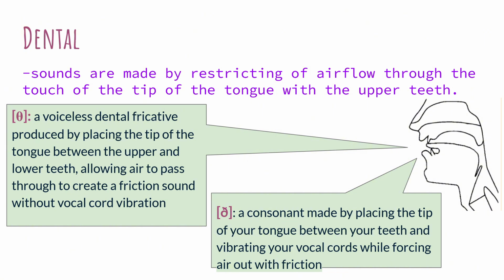The sound Z is a voiced dental fricative consonant. It is pronounced by placing the tip of your tongue between your teeth and vibrating your vocal cords while forcing air out with friction.